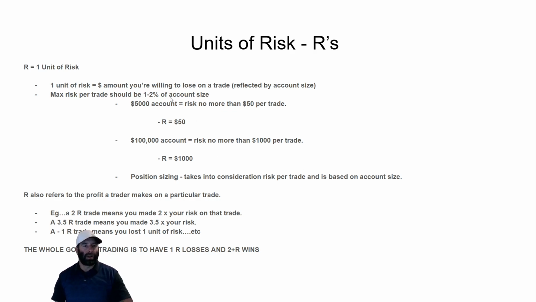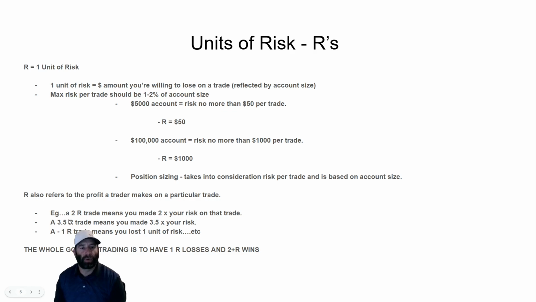So R's are 1 unit of risk. R also refers to the profit that a trader makes on a particular trade. So for example, a 2R trade means you made 2 times your risk on that trade. If you're risking $100 and you have a 2R trade, that means you made $200. A 3.5R trade means you made $350. A negative 1R trade means you lost 1 unit of risk. You lost $100 on that trade.